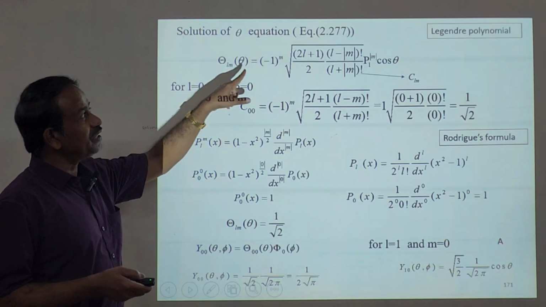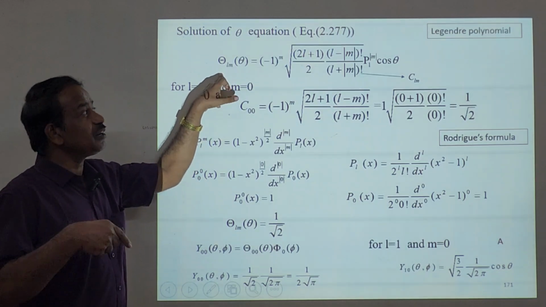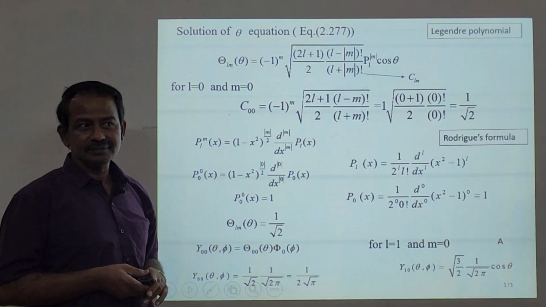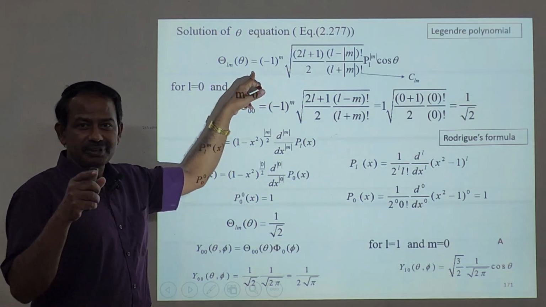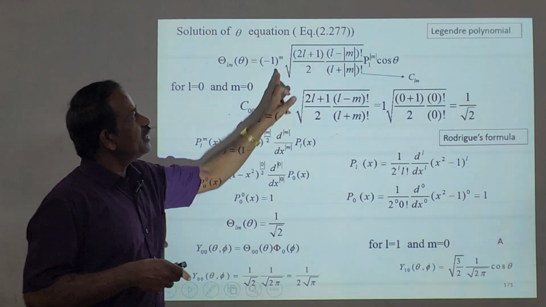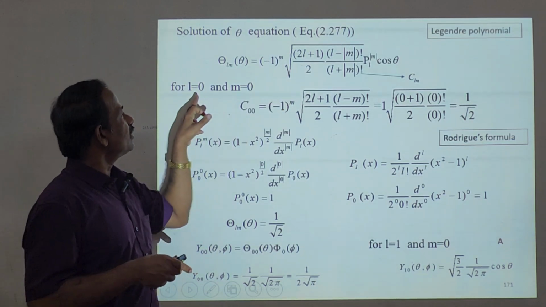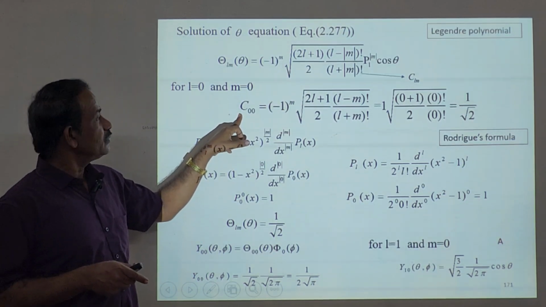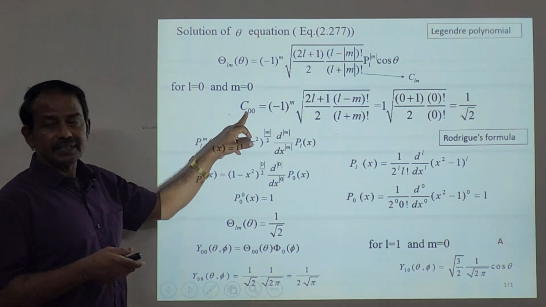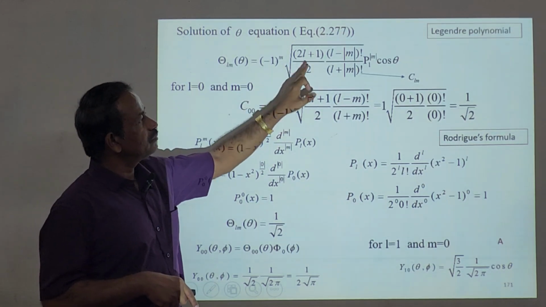Now, for the same thing, n equal to 1, L equal to 0, m equal to 0, we will go for the theta part now. The expression for the theta part is given by this expression. Correct? Where epsilon will be minus 1 to the power m. And this part is nothing but your C_Lm, the normalization constant. So first we will take C_Lm for L equals 0, m equals 0. Your C_Lm will be C00.